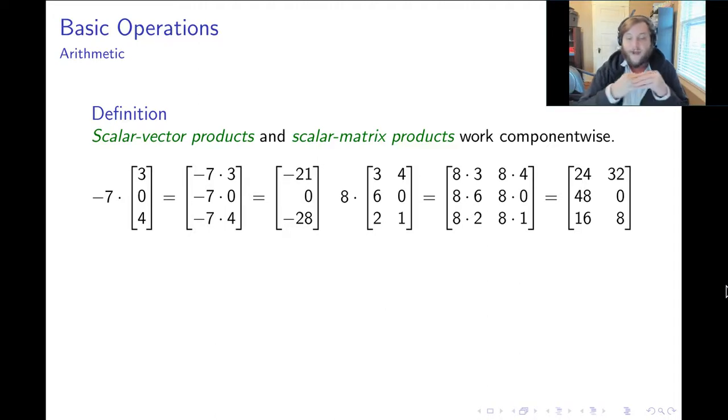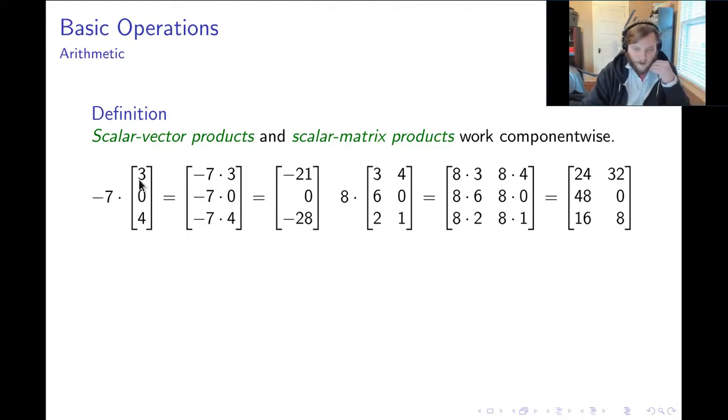Okay, so now that we have some basic vocabulary under our belt, let's talk about the various ways we might manipulate matrices and vectors. The first operation we'll learn here is the notion of scalar vector products and scalar matrix products. So the idea here is that if I have a vector or I have a matrix, I can multiply that vector or matrix by any number I want, and the rule is deadly simple.